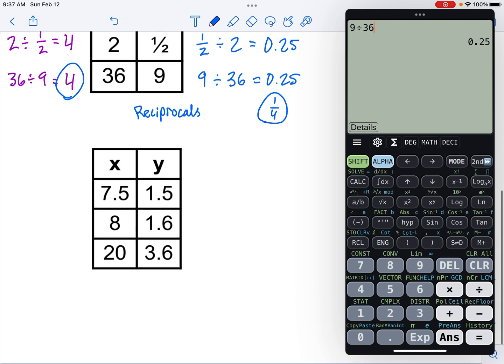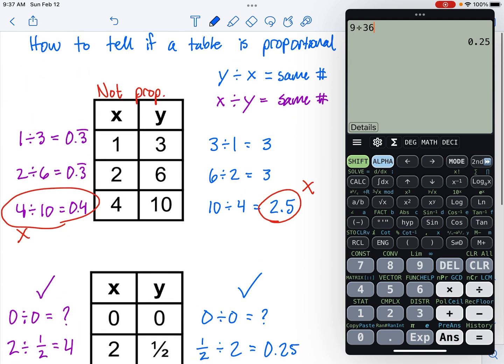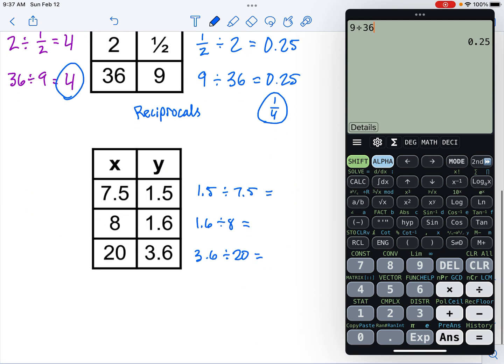Okay, and finally, I can do the same process. You're just looking to see if you get the same number when you divide. So here I'll do the y's divided by the x's. 1.5 divided by 7.5, 1.6 divided by 8, 3.6 divided by 20. I'm going to just do this side because I already showed that either way you go, you're going to figure out if it's proportional. It doesn't matter the direction as long as you're going in the same direction.